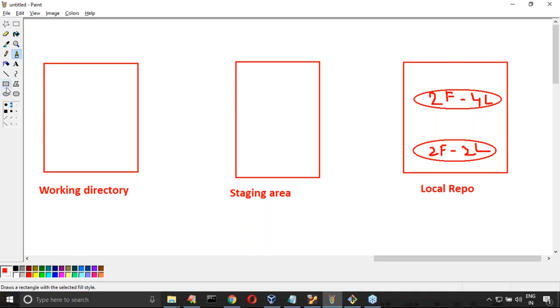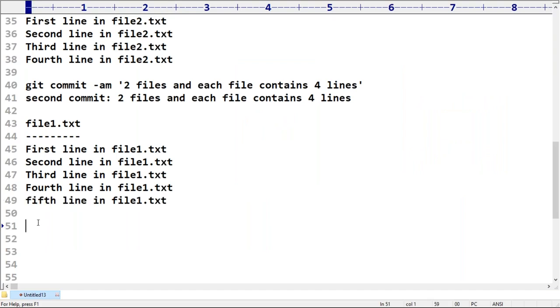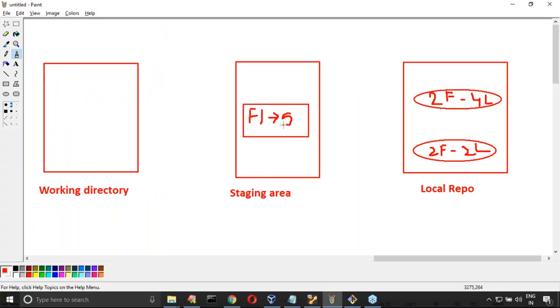Next, in the staging area, listen carefully, file1.txt contains how many lines? Please confirm. Five lines, because I created this, I added this, and then I did git add file1.txt also. Here five lines are there.